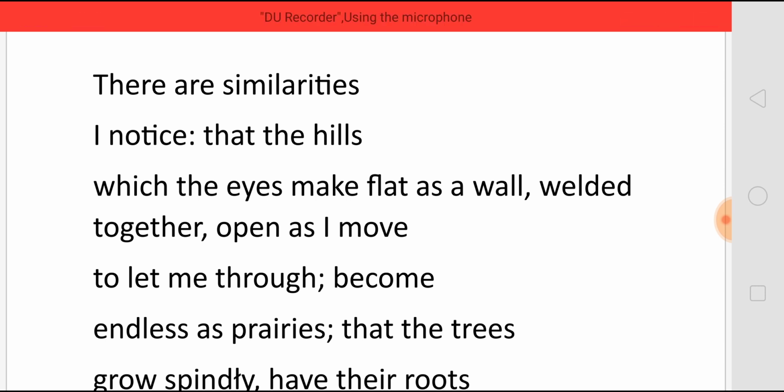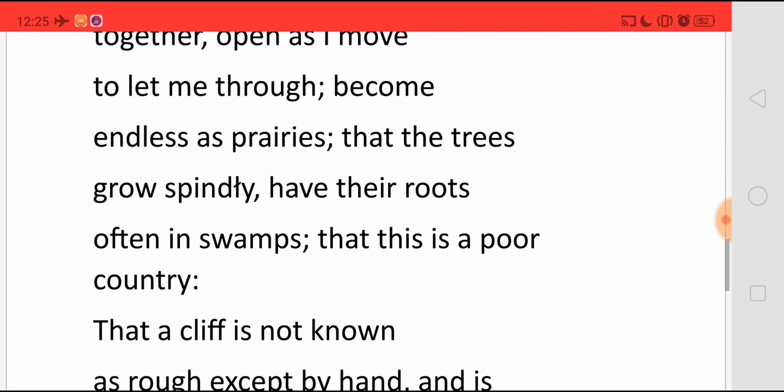These hills open as I move to let me through. Now I went near it, and when I went near, the hill opened and allowed me to pass through. Became endless as prairies. Prairies are grasslands, and she says once I entered the hills, I could see only grasslands, nothing else. That the trees grow spinely, and even the trees which had grown were very thin. Spinely means very thin. Have their roots often in swamps, and maybe because the roots are in the swamps, that this is a poor country.